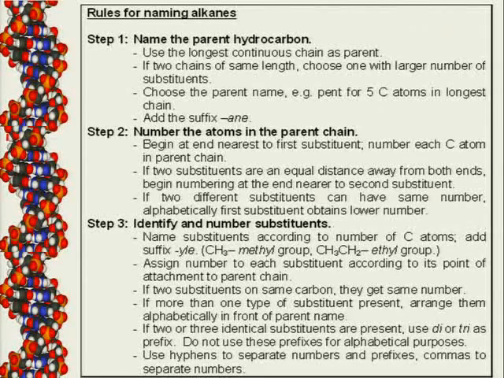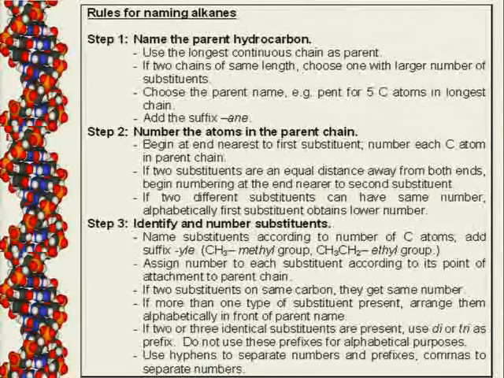And then the last point there under step number 2 is if you've got 2 different substituents, then you must number them according to the alphabetical order. When you number them according to the alphabetical order, the one that comes first in the alphabetical order must have a lower number. You'll see when you get to the examples what I mean by this. I'll also emphasize at that point.